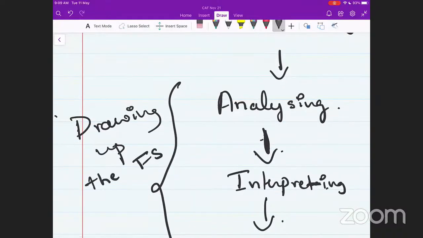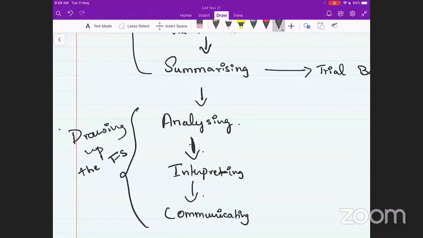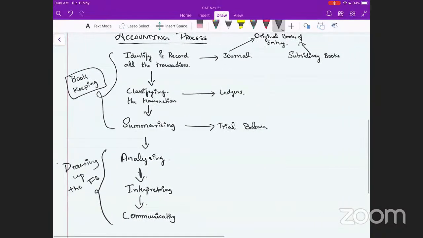So drawing up the financial statements, FS means financial statements. Someone is asking which are the stages involved in preparation of financial statements. From analyzing the ledger accounts up till communicating, these are all part of financial reporting or financial statements. Drawing up the financial statements, preparation of financial statements, we call it financial reporting as well.